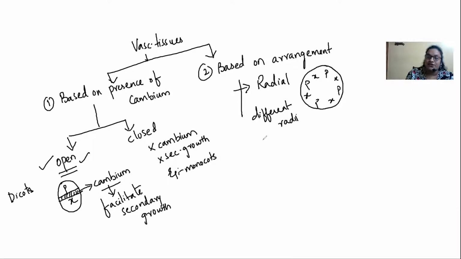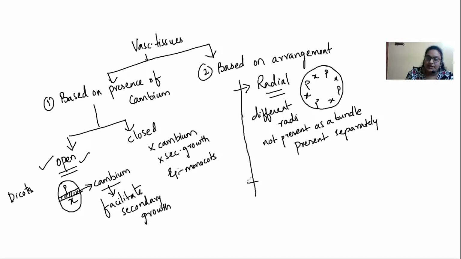Secondly, they are not present as a bundle here. This is important. They are present separately. So these are the points which make up a radial vascular bundle. Based on the arrangement, this is called a radial type.